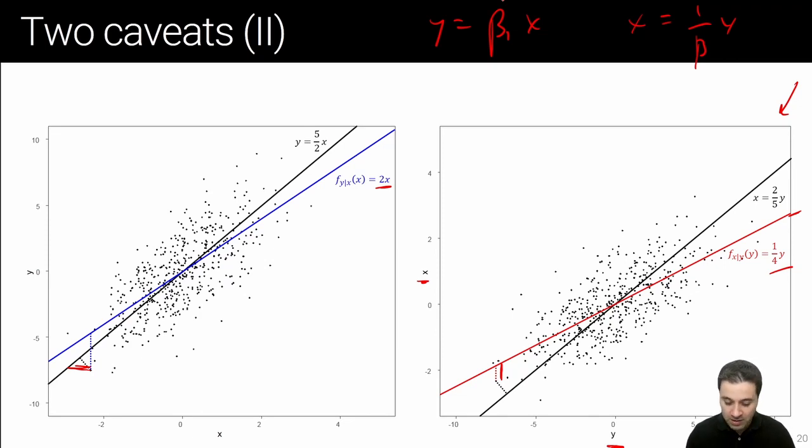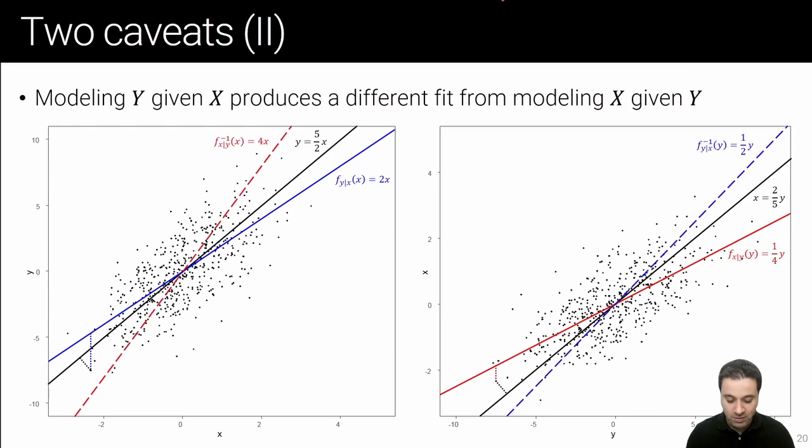And actually, if we look at everything, here's where we can compare. So over here with the dashed line, we have the actual inverse of the model here. So we have the inverse of the model that tries to predict x as a function of y, and it would be 4x. Where in this case, we have the inverse of the model that tries to predict y as a function of x, and it's actually 1/2 y. So modeling y given x produces a different fit from modeling x as a function of y.